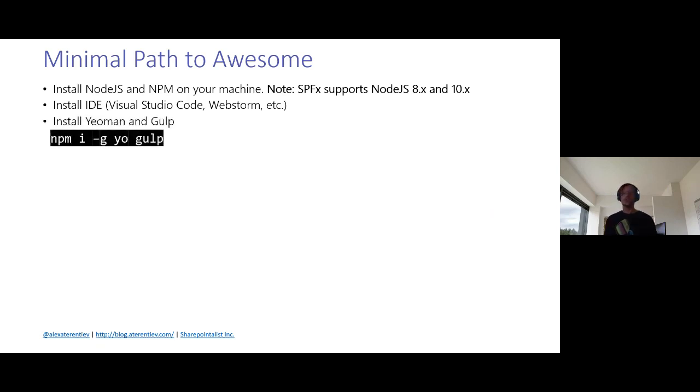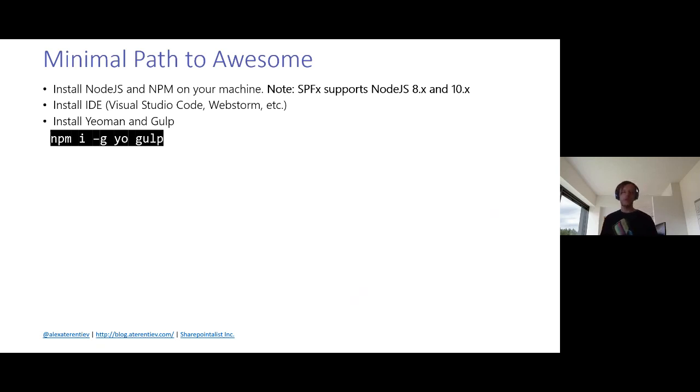Next step is to install Yeoman and Gulp to your machine, and this is done using npm. The i here in this command is a shortcut for install. The -g parameter shows that we are installing modules globally, and they will be available in any folder on your machine.